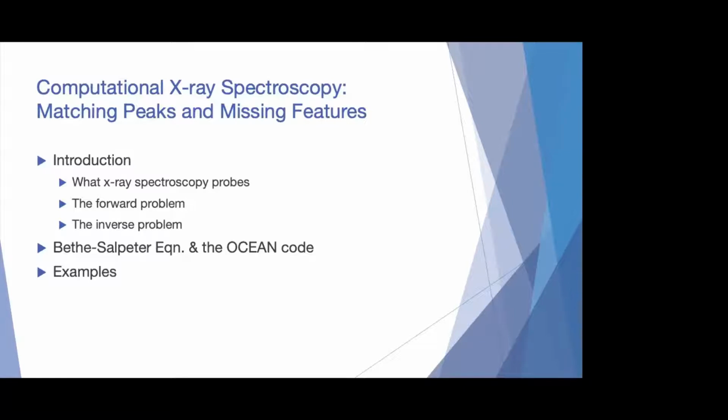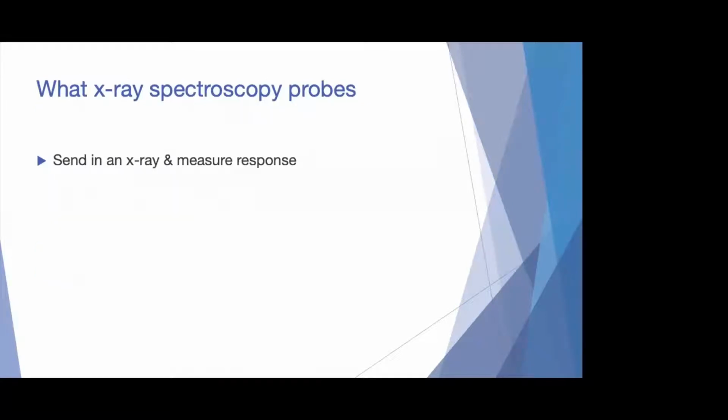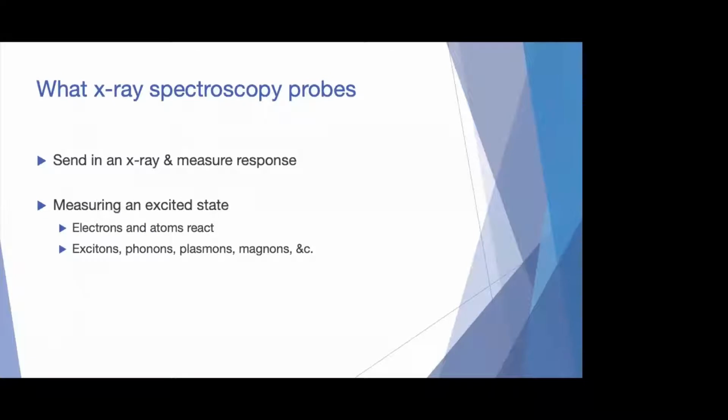And so with that, by way of introduction, I'm going to talk just slightly more about the challenge of computational spectroscopy, and then also two ways of looking at the interplay between calculated spectra and measured spectra. So when you carry out an experiment, we're sending in an X-ray and measuring some response in hopes of learning about the material. But what we're actually measuring, in fact, is an excited state.